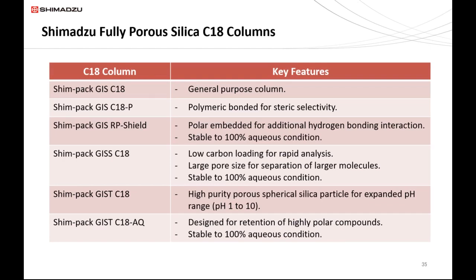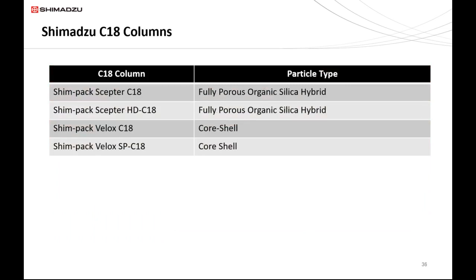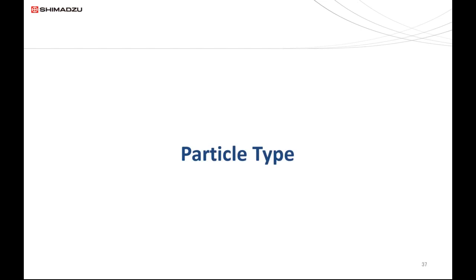We have now seen many of the C18 columns, each with their unique properties. Here is a short summary highlighting the key features of each of these C18 columns that we have seen so far. The C18 columns that I have introduced so far are what we call the fully porous silica column. Shimadzu also offers C18 columns based on other particle types, which gives other favorable properties to the column. And this brings us to the next part of this presentation on the particle types.